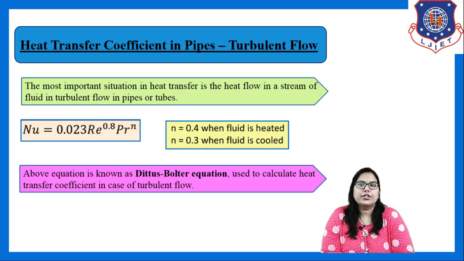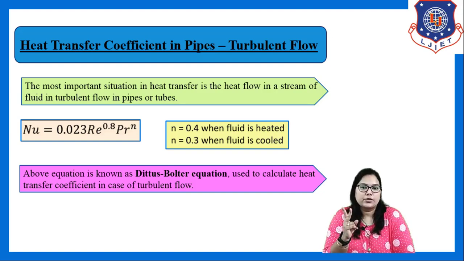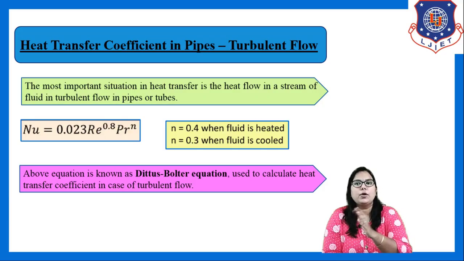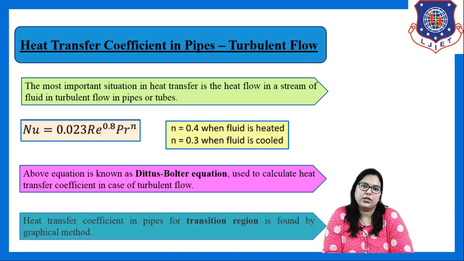This equation is known as the Dittus-Boelter equation, which is used to calculate heat transfer coefficient in case of turbulent flow. So you have to remember these two equations: the Sieder-Tate equation for laminar flow and the Dittus-Boelter equation for turbulent flow. When we solve problems, first you have to calculate NRe, from that you come to know the type of flow, and from that you decide which equation is used to calculate the heat transfer coefficient. So this is about heat transfer coefficient in pipes for laminar flow and turbulent flow.